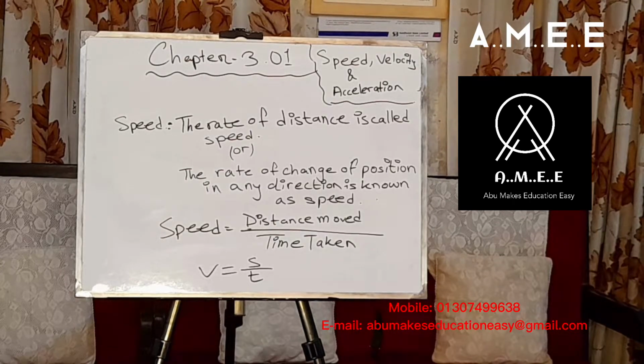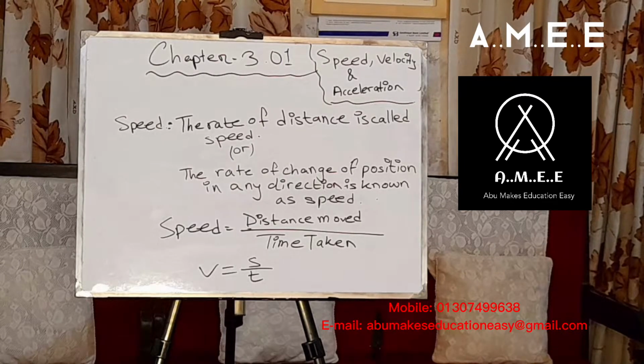Speed equals distance moved by time taken. V equals S by T. Here by V we represent speed, by S we represent distance moved, and T is for time taken. So V equals S by T. The speed equals total distance traveled by time taken. The speed is measured in meters per second.